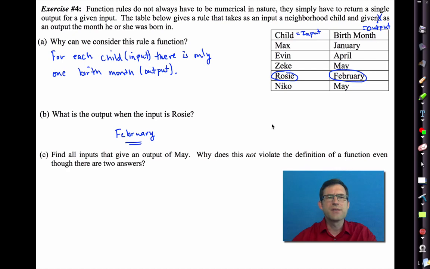Finally, letter C says find all inputs. So here we're going in reverse. Find all inputs that give an output of May. All right. Pause the video right now and do that. And also try to answer why that does not violate the definition of function, even though there's two answers. Pause the video now and see if you can handle that.